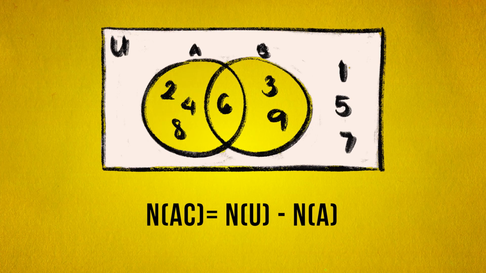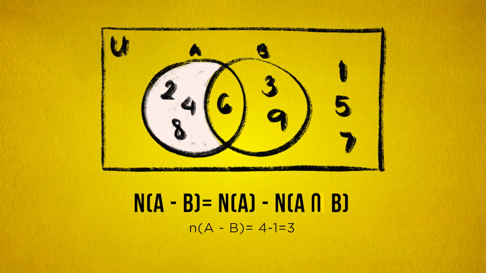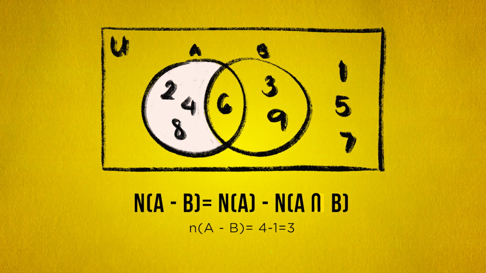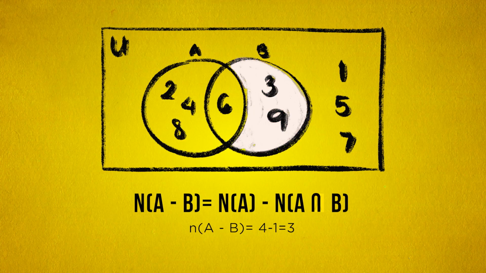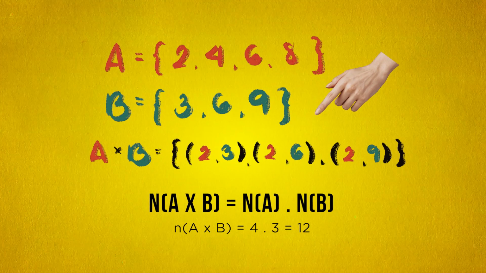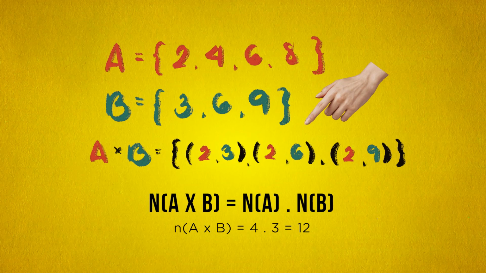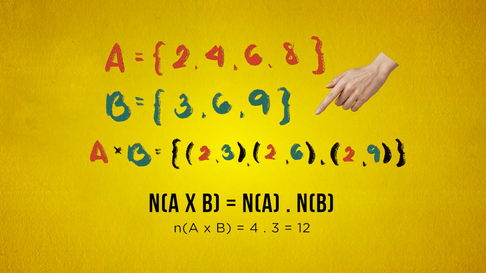set. If you want to get the cardinality of the set difference, on the other hand, you just have to subtract the cardinality of the intersection of A and B from the cardinality of set A. And lastly, to get the cardinality of the Cartesian product of A and B, we'll simply multiply the cardinalities of set A and set B.